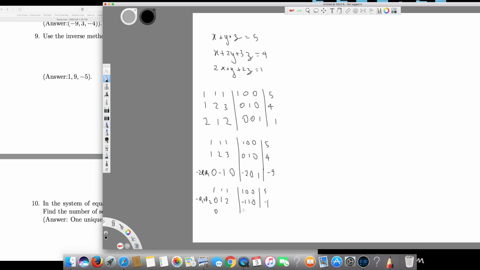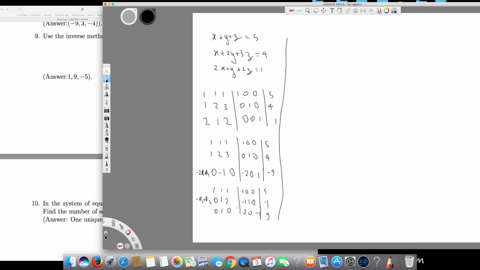When I see negatives over here, I would like to change them into positives, because it will make our life easier. So it's going to be 0 1 2, with 0 -1 changed, and -9 is going to be +9. Let's move to the next one. We have achieved the Gauss-Jordan pattern for the first column.